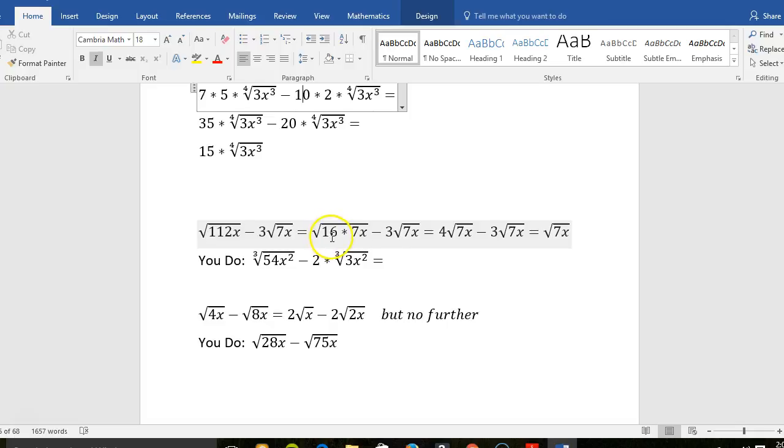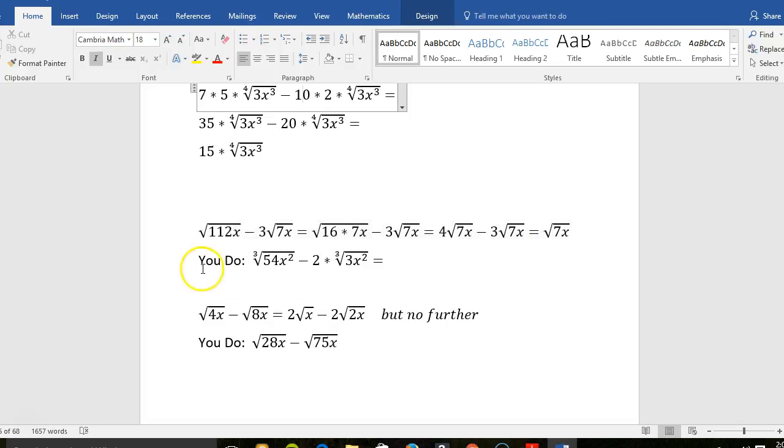But notice that 16 is a perfect square. The square root of 16 is 4, so it comes out as a 4. So we get 4 radical 7x minus 3 radical 7x, and that's just 1 radical 7x. And that'll be all for that example.